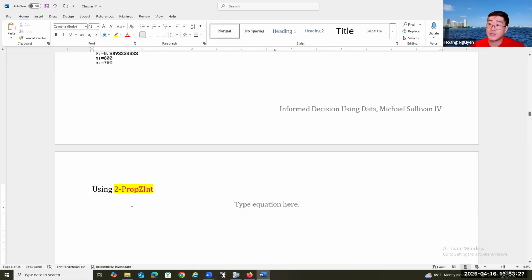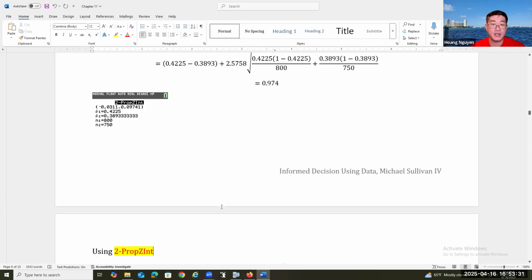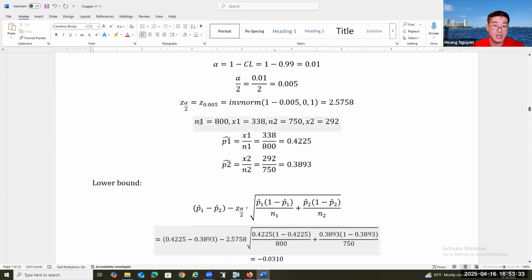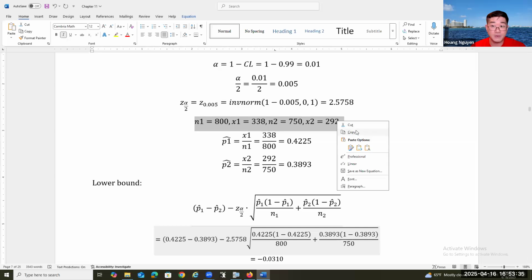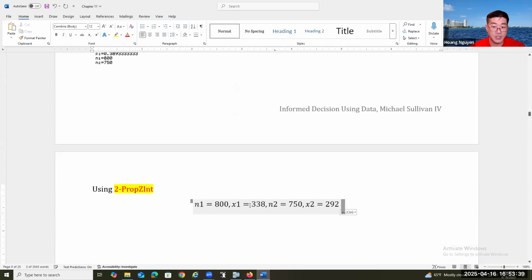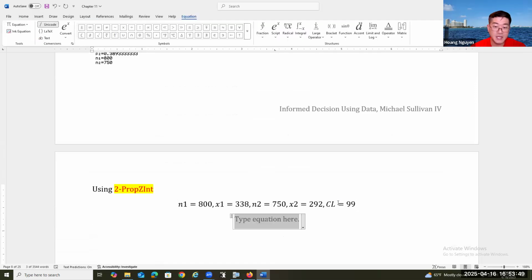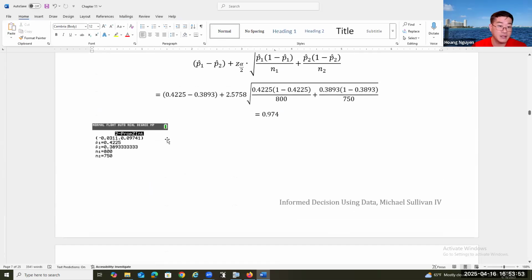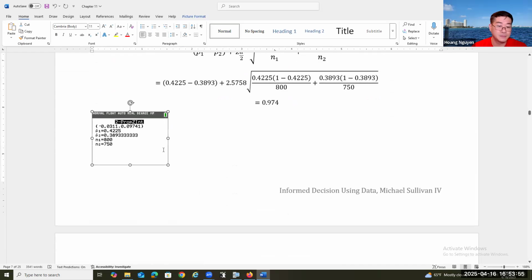So for those of you using the shortcut, this is your work, and you need to show it. Give me the name of the shortcut, and after that, give me the input that you used right here: x1, n1, x2, n2. And don't forget the confidence level. You have to give me the confidence level, maybe 99. And then after that, you just quote the answer from the calculator. So what is the answer that we have earlier? I will just copy this again.